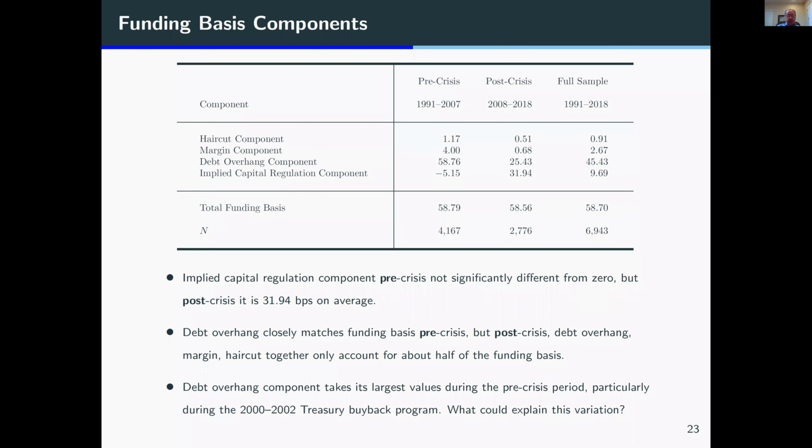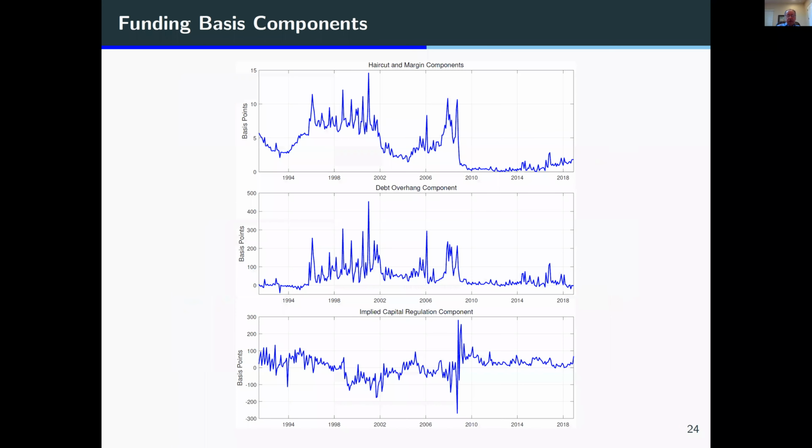And so we want to explore the variation here. Here's a picture of what these components look like. The haircut and margin components, we lump them together because they're small, and they've become very small since the crisis, as the difference between unsecured and secured financing rates has shrunk. The debt overhang component was very, very large in the pre-crisis period, and it has all these spikes going up around 2000 to 2002.